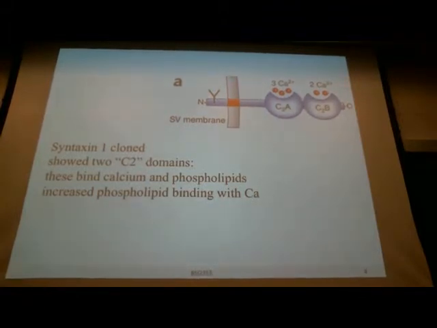Okay, so it turns out that synaptotagmin, when they cloned it and looked at the structure, has these 2 sites for calcium binding. These are called C2 domains.